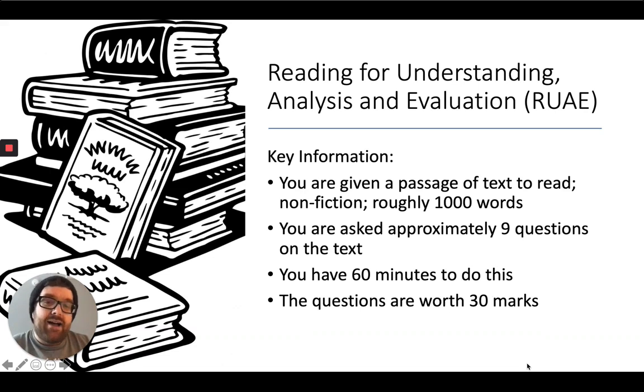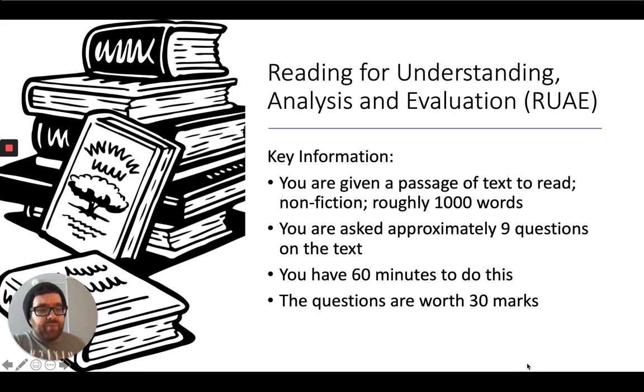So it's newspaper articles, reading through them, questions, word choice, imagery, sentence structure, all that kind of stuff that everybody loves. The key information about the exam: you're given a passage of text to read. It'll be non-fiction, roughly 1,000 words. It'll be from a quote-unquote quality newspaper. So in the past, we've had stuff from The Scotsman, The Herald, The Guardian. You get asked about 9 questions. You get 60 minutes to do it, 1 hour, and the questions are worth 30 marks.